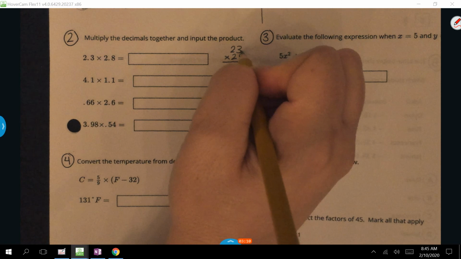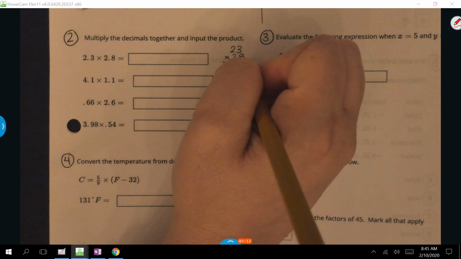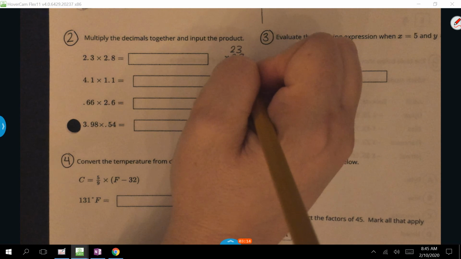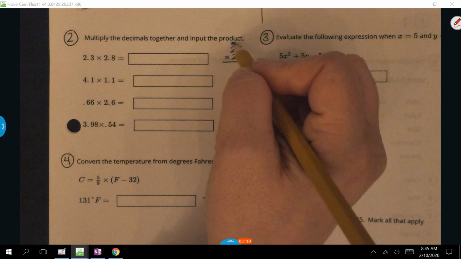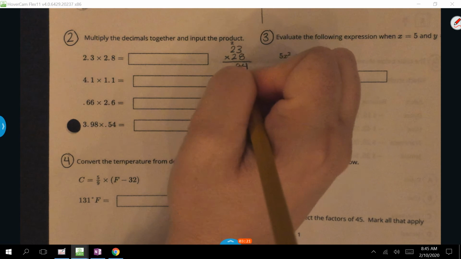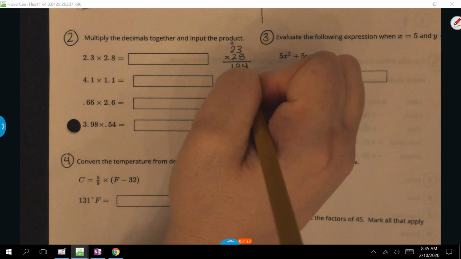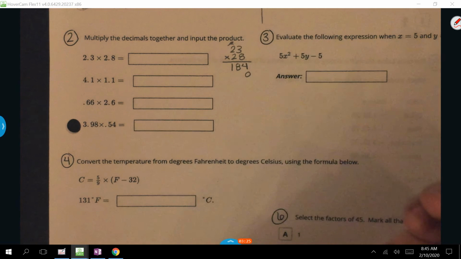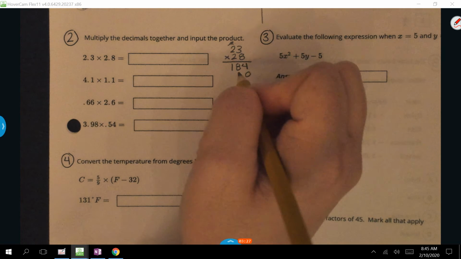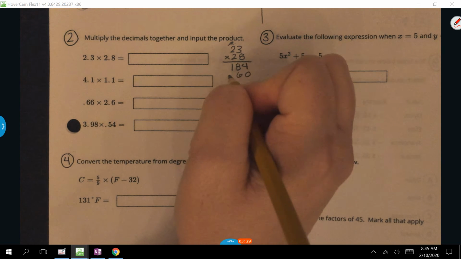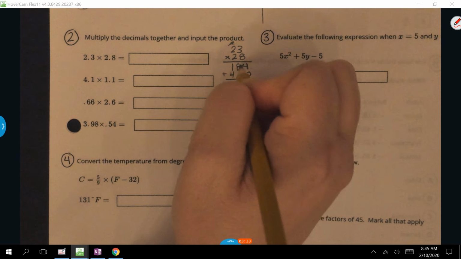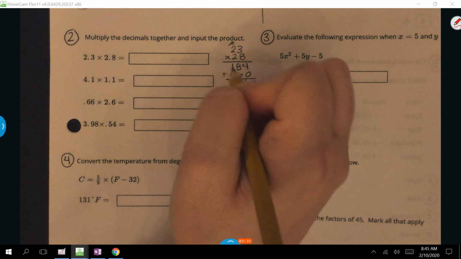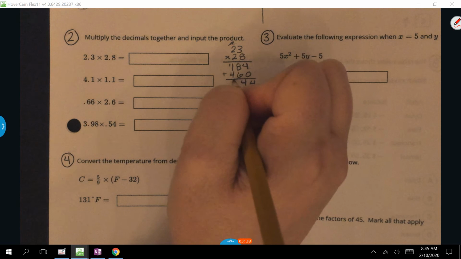So 8 times 3 is 24. Carry my 2. 8 times 2 is 16, plus 2, 18. 0 is a placeholder. Mark that out. 2 times 3 is 6. And 2 times 2 is 4. When I add that up, I get 4. 8 plus 6 is 14. 1, 1, and 4 is 6.